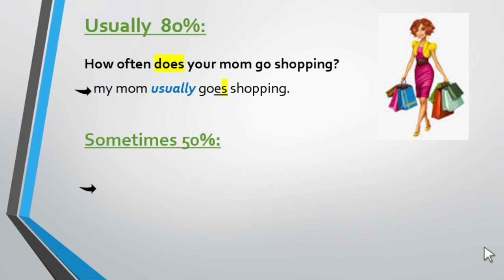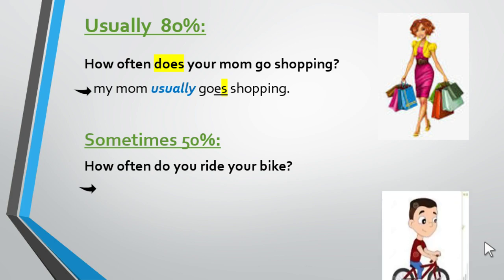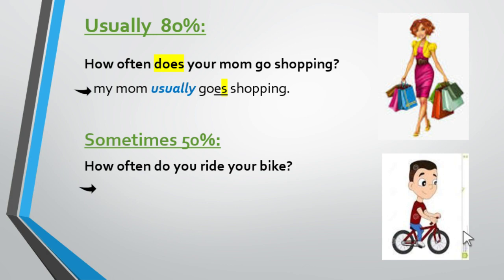Sometimes, 50% of the time. Okay, the question is, how often do you ride your bike? And that is riding your bike. Okay, so what is the subject here? Again, we're talking about you, so we're going to use the personal pronoun I in your answer. So I is the subject, very good, and ride here is the verb, very nice, well done. And then we're going to put the adverb of frequency between the subject and the verb. Let's see. It becomes I sometimes ride my bike.